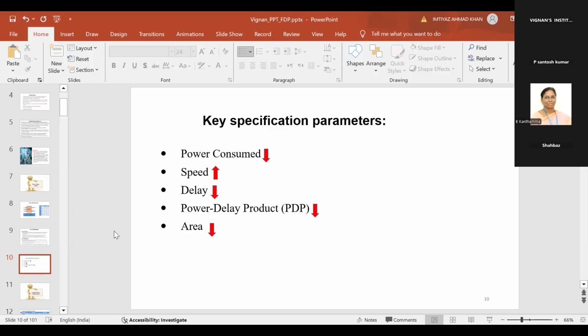Key specification parameters of electronics engineering, not only for this work but for VLSI design: power consumption should be low. Speed should be high, delay should be low. Power delay product means energy consumption should be low, and area should be low. If area is low, your critical path is also low, your complexity is low, which means your power should already be low and its speed should be high.